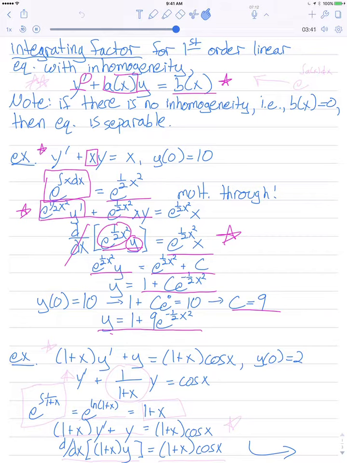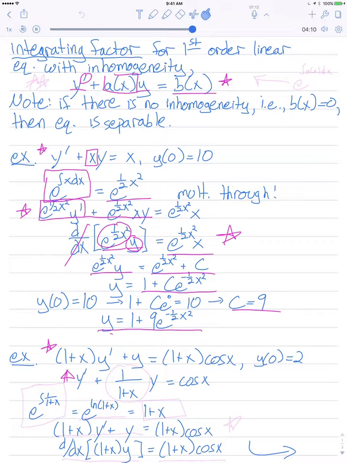All right, let's do another example. So we're going to look at (1 plus x) y prime plus y equals (1 plus x) cosine x with y of 0 equals 2. And the first thing I'm going to do is try to put it in this more standard form where y prime has a coefficient of 1. So I divide through to write this equation, y prime plus 1 over (1 plus x) y equals cosine x.